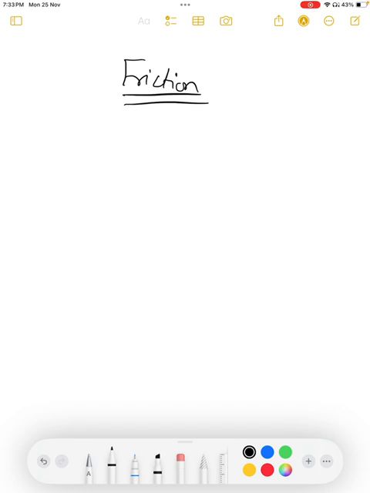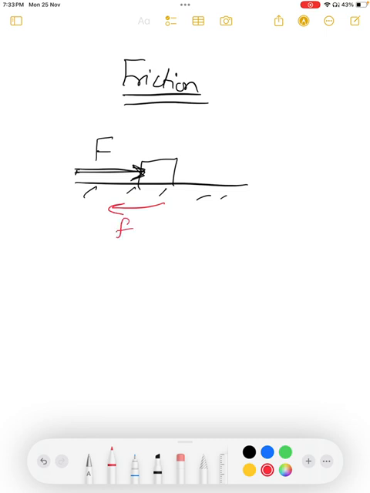For example, if this is a rough surface, a box is placed on it, and if we apply a force F, the block does not move easily. We see that we have to apply a continuously increasing force in order to get the block in motion. We see that there is a force in play which acts in the opposite direction to the applied force. And this is called the frictional force.